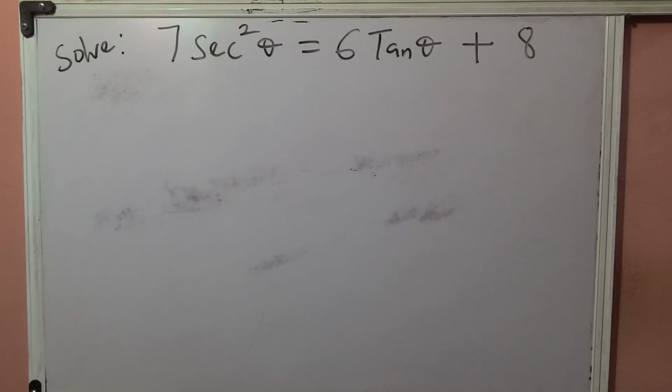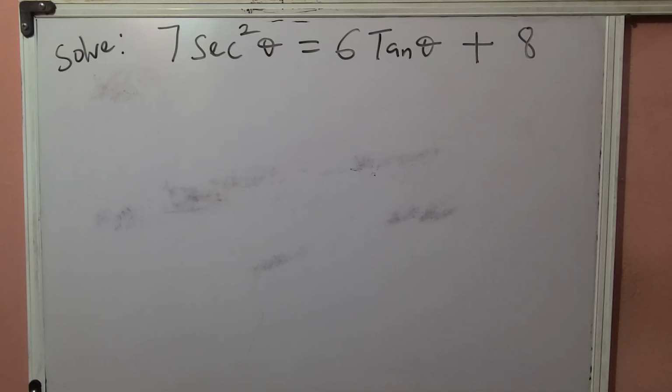All right, let's take a look at this quite interesting question. We have 7 sec squared theta equals 6 tan theta plus 8, and we're supposed to solve this question. By solving, that means we're supposed to find an answer for theta. So we're supposed to find a theta value. And don't forget, the theta value here is ranging between 0 degrees to 360 degrees.